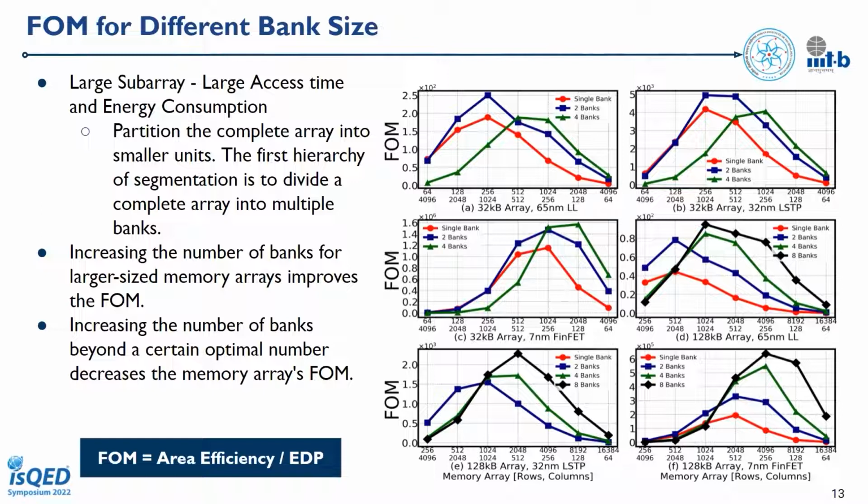Further, we also consider the arrangement of the number of rows and columns inside the subarray. We plot the graphs for FOM to determine the optimal number of banks in a particular array. We can see from the graphs that increasing the number of banks improves the FOM for larger sized memory arrays. However, increasing the number of banks beyond a certain optimal number decreases the memory array's FOM.